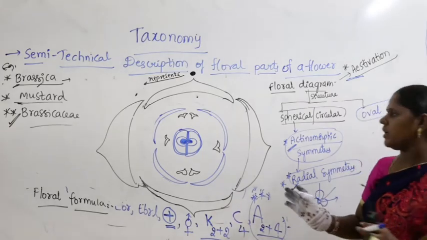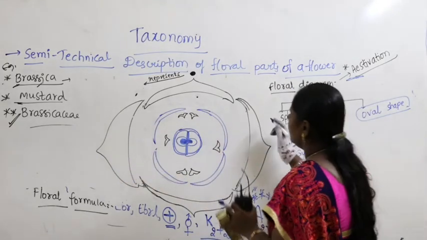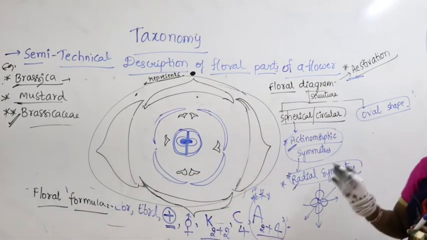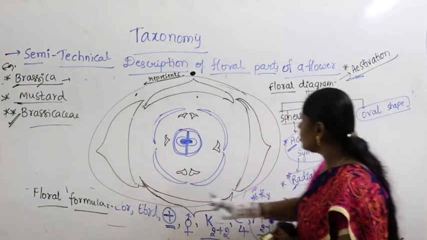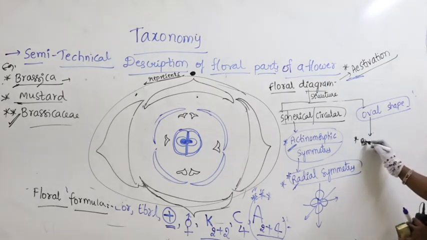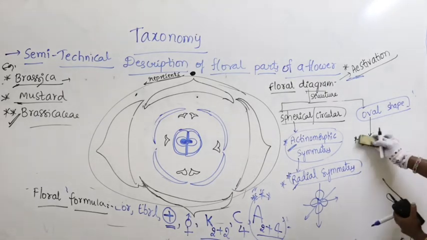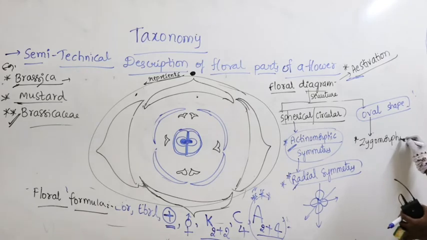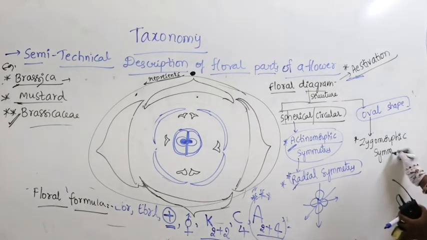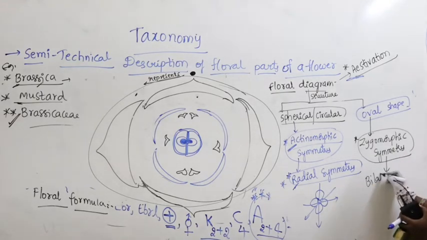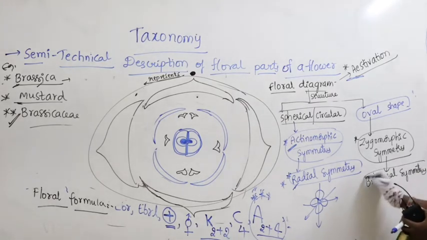See here, now how is the diagram? It is somewhat elongated like this. Now it looks like an oval shape, not a circular shape. As it looks like an oval shape, what does it represent? Mostly it represents zygomorphic symmetry. What is zygomorphic symmetry? It is nothing but bilateral symmetry.